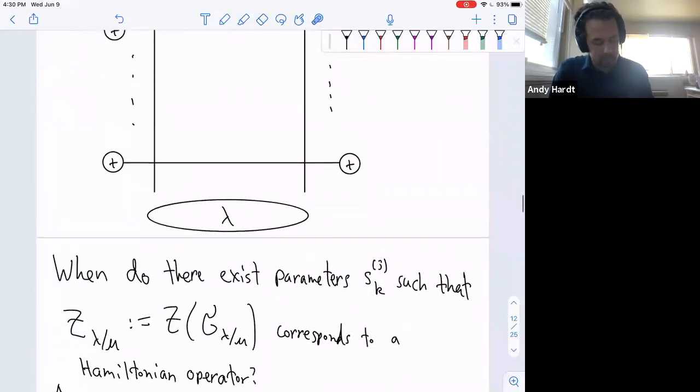So really our question is, when do there exist parameters, the parameters we've been looking at, such that this partition function corresponds to a Hamiltonian operator? What I mean by that is essentially it equals the polynomial we get from the Hamiltonian operator. We're going to end up with a simple factor. But I also want this to work independent of lambda and mu. It would be too easy to just say, for a given lambda and a given mu, can we find these things? We want these to be fixed and lambda and mu get to vary.